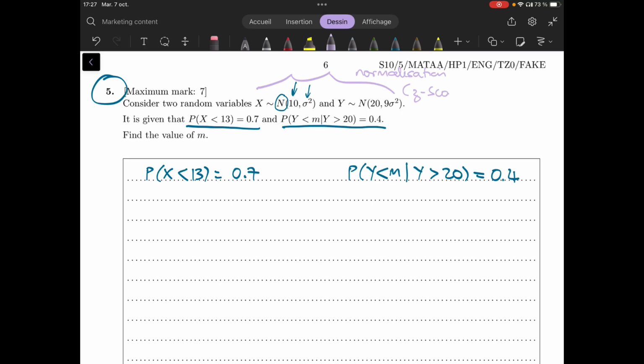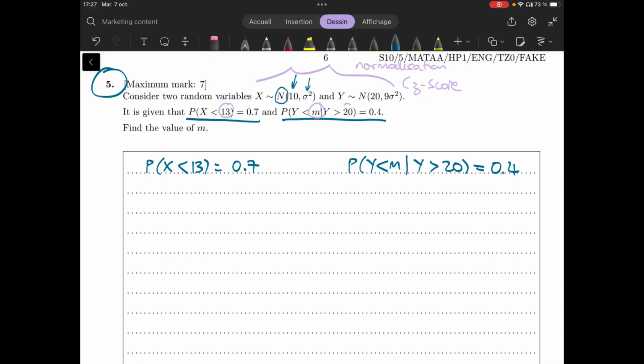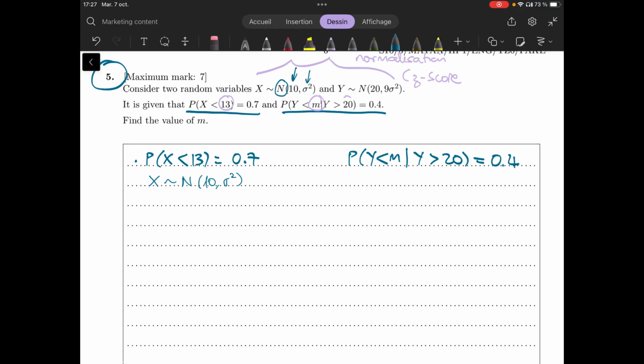In other words, obtaining the z-score for the values that we are given. So, let's normalize the first guy. For x, we know that x has a mean of 10 and standard deviation sigma. So normalizing 13, we should get P(z less than (13 minus 10) divided by sigma) is equal to 0.7. Or P(z less than 3 divided by sigma) is 0.7.